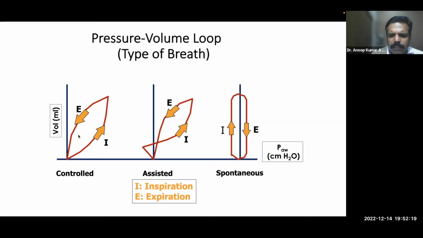So here you can see this inspiration is in this direction followed by the expiration. Here this inspiration is like this and there is an expiration. And you have to look at different aspects in a PV loop, which we will come to later: the inspiratory limb, the expiratory limb, and the curve as such, and what are the points to be considered.